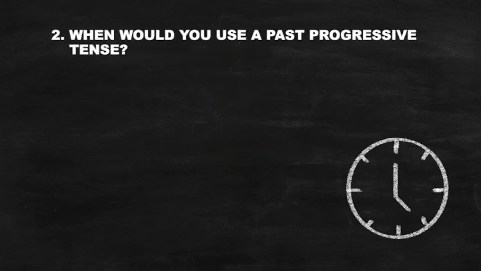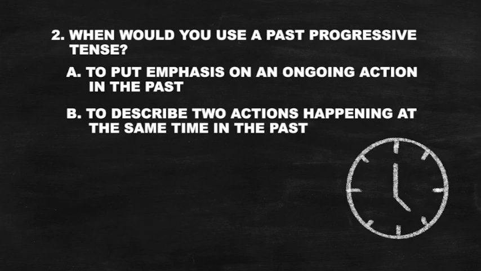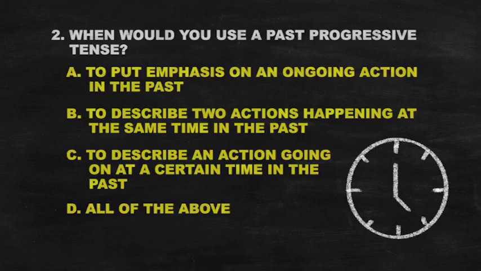Question 2. When would you use a past progressive tense? A. To put emphasis on an ongoing action in the past. B. To describe two actions happening at the same time in the past. C. To describe an action going on at a certain time in the past. D. All of the above. If you answered D, you know that the past progressive would be used in all three of these instances.